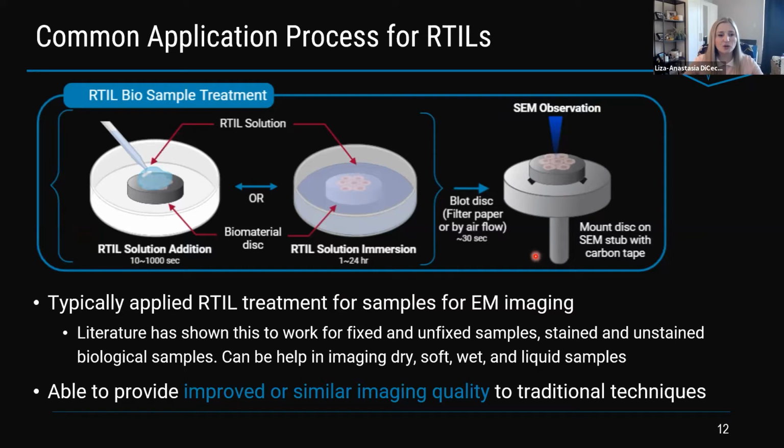And this has been shown in literature to work for a variety of samples. So if we're talking about biological samples, they've done it with fixed or unfixed samples, stained or unstained samples. And for other non-biological samples, people have done this for dry samples, soft or wet samples, or liquid samples. And again, if we're talking about the research we just showed on the previous slide, you can get improved imaging quality. When we're saying improved imaging quality, we're maybe referring to the overall quality and mitigation of some artifacts from preparation, or similar imaging quality to traditional techniques.